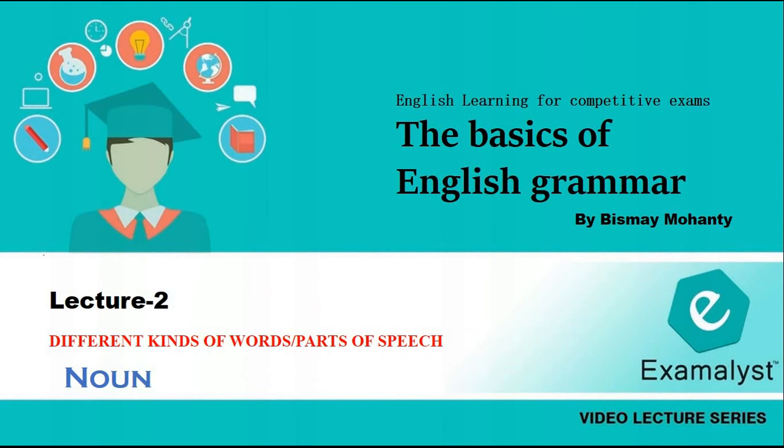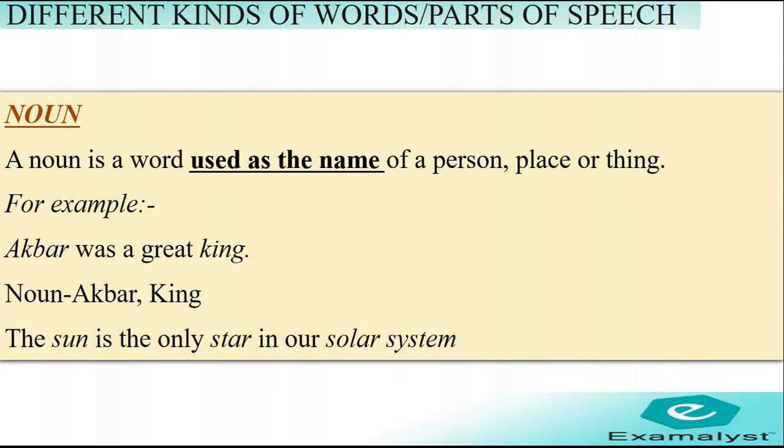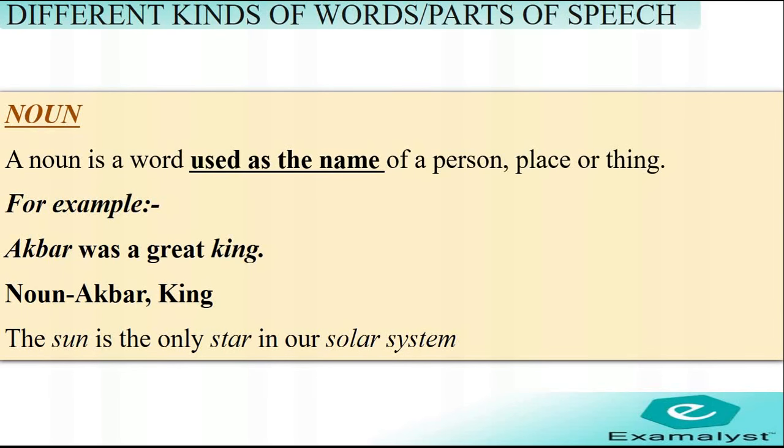In this session, we are going to learn about nouns. So, what is a noun? A noun is a word which is used as the name of a person, place, or a thing. For example, Akbar was a great king. In this sentence, Akbar is the name of a person and king is the name of a thing. Therefore, the nouns are Akbar and king.